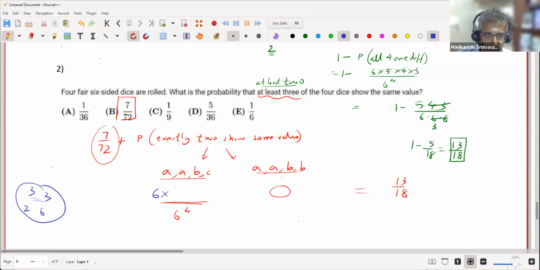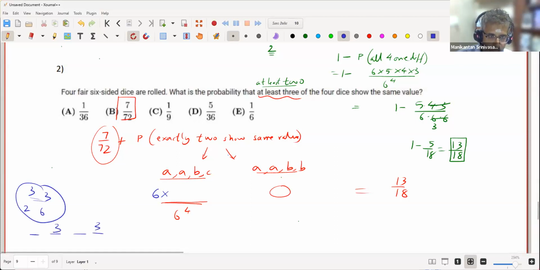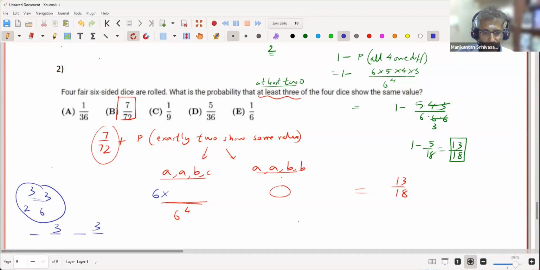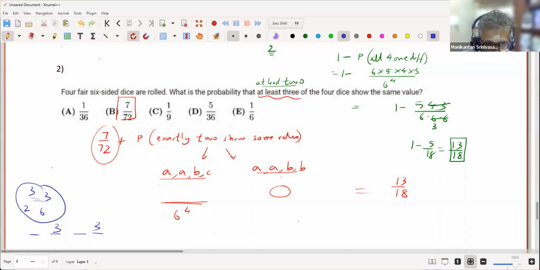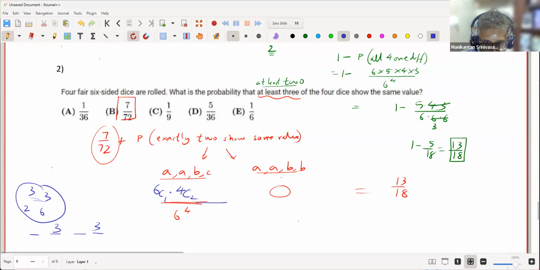Having chosen 3, where should 3 sit among the 4 spots? Maybe it should sit here and here, right? That could be chosen in 4 choose 2 ways. So this is actually 6 choose 1. Just to be very clear, I'm choosing of the 6 which is the special one, which is A. Having chosen A, what are the 2 spots that A will take, which is 4 choose 2.